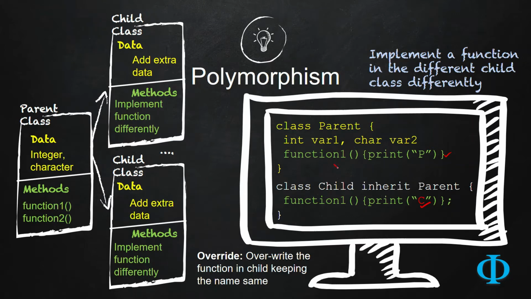Although the same function one is inherited by this child, it has implemented this function in a different way. As you can see, it is printing C, whereas the parent is printing P. And it is also possible to derive another child, let's say child 1 or child 2, where you can print C1, C2, or do some other type of operations.